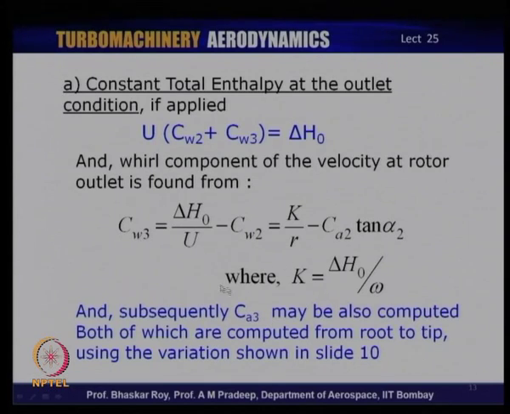Once you get C W 3, you can sit down and do a little bit of vector analysis, very quick velocity diagrams, and with the help of velocity diagrams you can find what would be the value of actual velocity at the rotor outlet, which could again take a form out of this. Now, both of which can be then computed from root to the tip of the blade, using the kind of variation that we have seen in the earlier slides. So, it is now possible to create C W 3 and C A 3 at the rotor outlet with the help of this particular assumption.